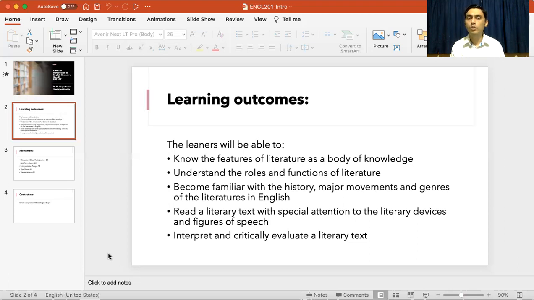So the final outcome of this course would be that we should be able to interpret or critically evaluate a literary text. And that, of course, is the ultimate outcome of this particular course.